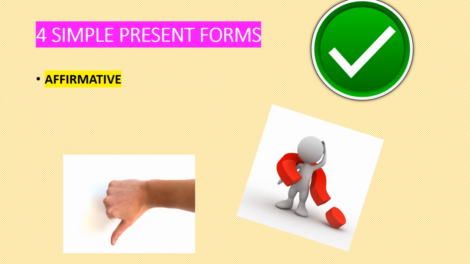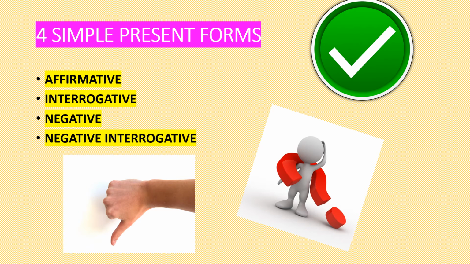So let's find out what the four simple present forms are. The first is affirmative, which is a sentence. The second is interrogative, which is a question sentence. The third is a negative sentence, and the fourth is a negative interrogative, which is a combination of negative and interrogative sentence.